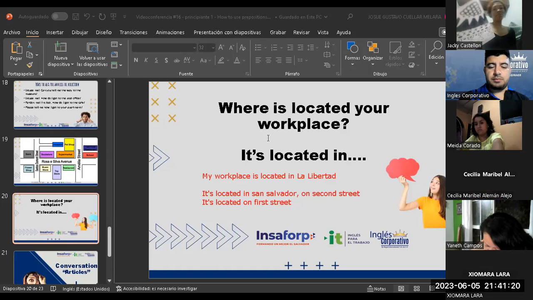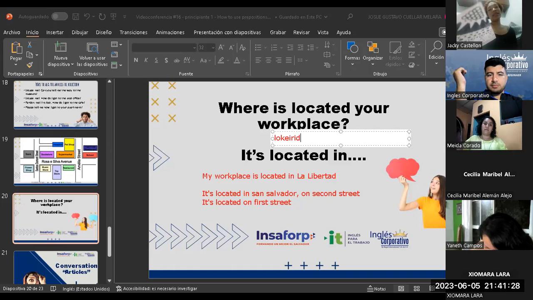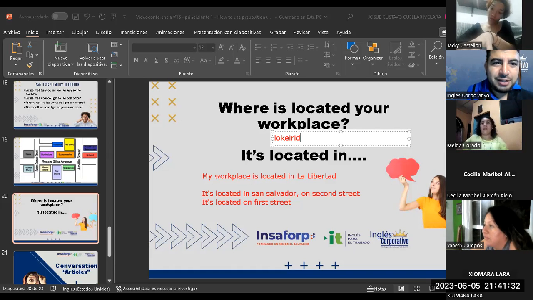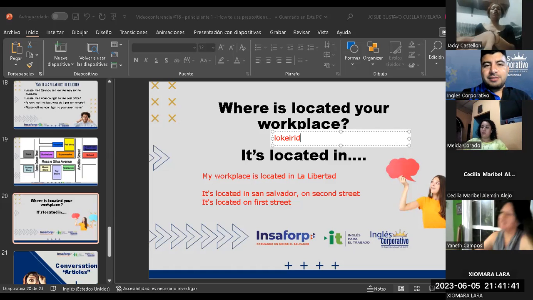My workplace is lo, ¿cómo era esa palabra? Located. Located. My workplace is located in Ciudad Versailles. Miren cómo lo escribí, todo extraño, ¿verdad? Located, but it is important to know this. Sé que nada que ver, ¿verdad? Con la escritura, but located, good.